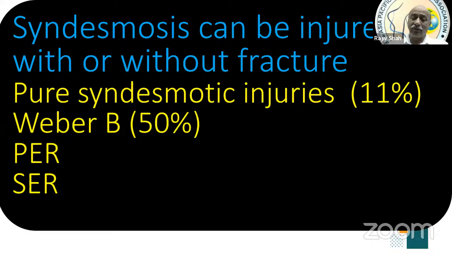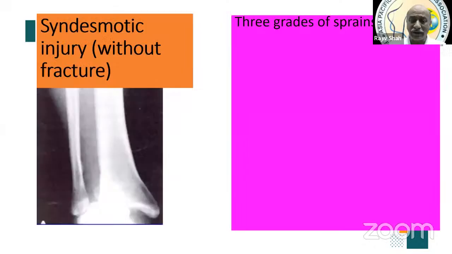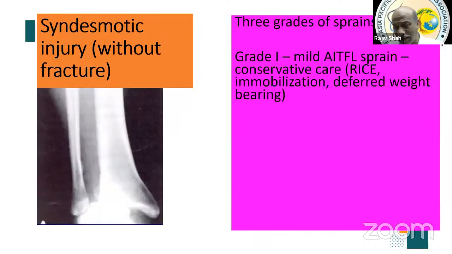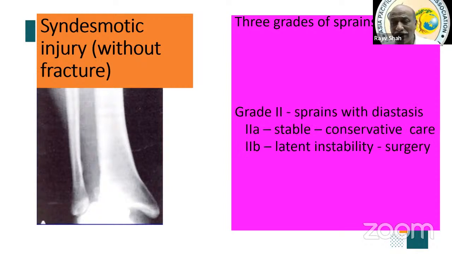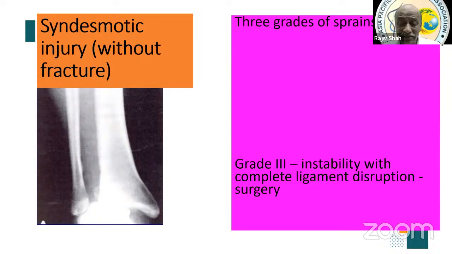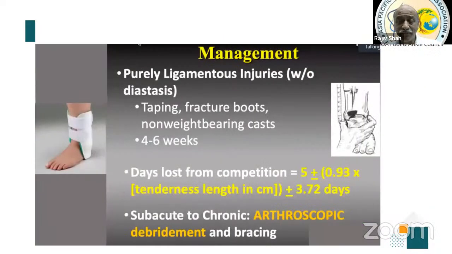And we know that it could be with or without fracture. Now, if it is without fracture, it can mimic an ankle sprain. You should have a high index of suspicion. Grade 1 is a mild sprain, which is treated conservatively. Grade 2, where you have some diastasis: if it is stable, you can go ahead and give conservative care, but with some instability, you need surgery. And grade 3, there is instability with complete ligament disruption, which requires surgery.